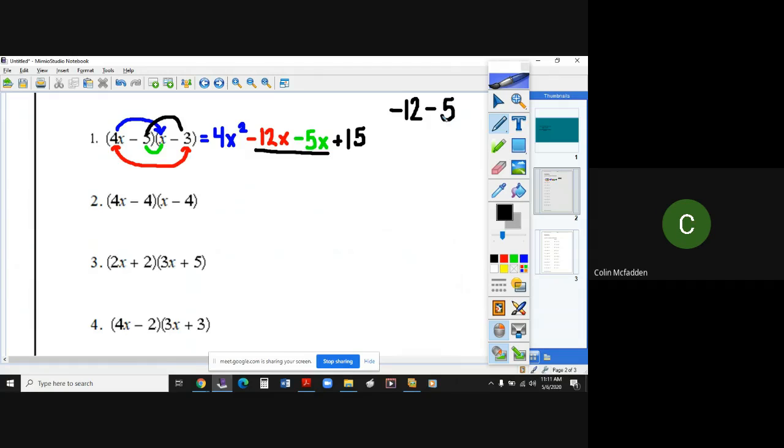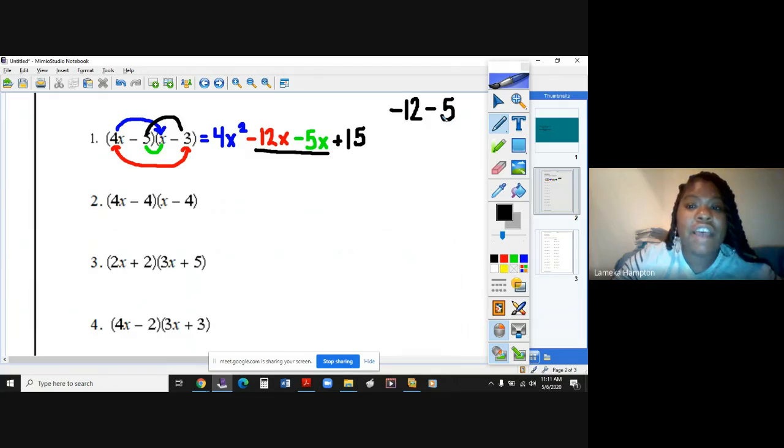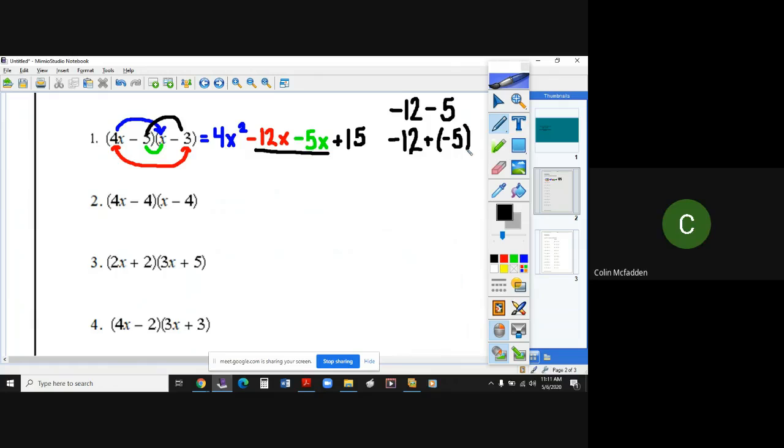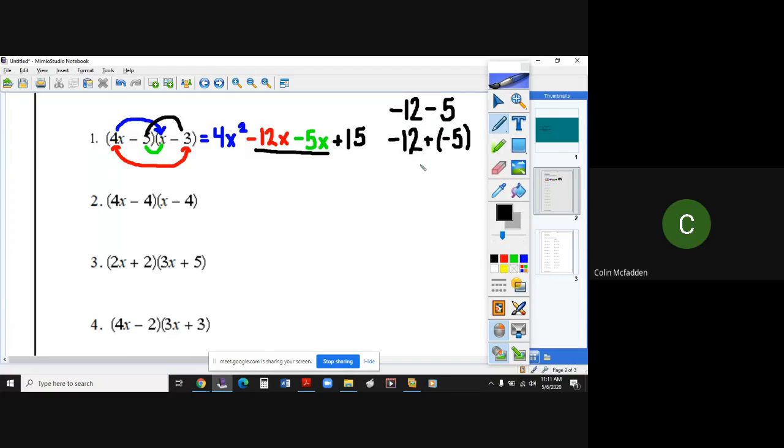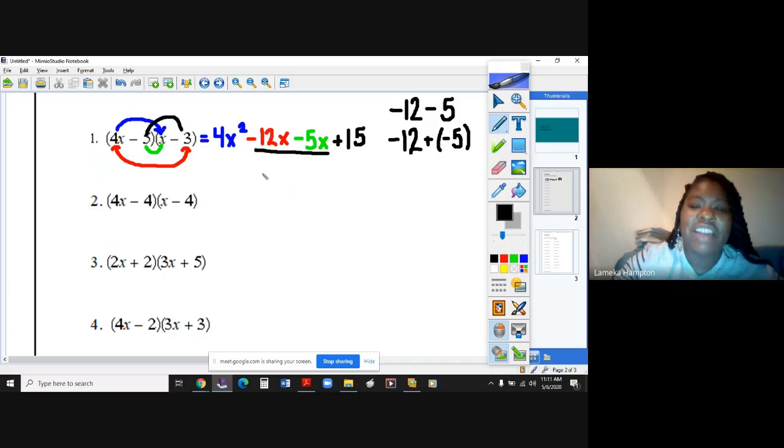A negative 7. Not negative 7. Remember, we have to use our keep, change rule because we're subtracting. So that's going to be negative 12 plus a negative 5. So that's going to give me a what? A positive 17. No, look at your signs. A negative 17. That's it. A negative 17.